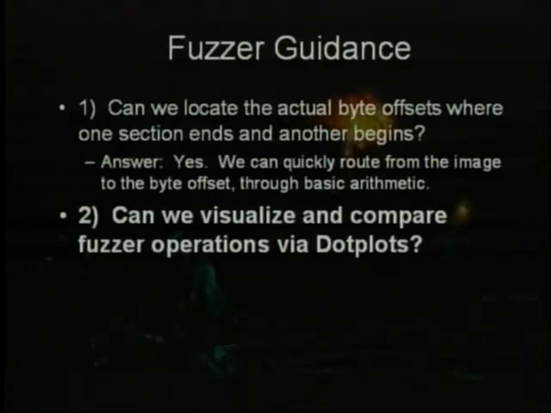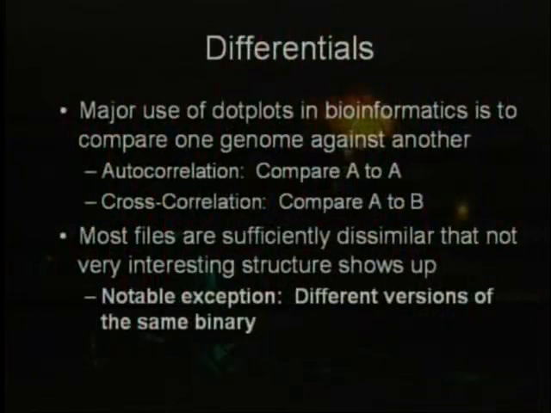So, can we visualize and compare fuzzer operations via dot plots? Well, a major use of dot plots in bioinformatics is to compare one genome against another. Thus far, what I've shown you is autocorrelation. That's where you take a file and compare it against itself. We can do something much more interesting, and that would be cross-correlation. That's where you compare a file to a different file.